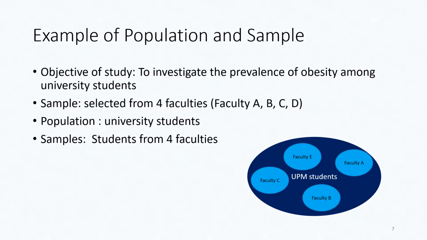For example, a study would like to investigate the prevalence of obesity among university students. So, this study only selected students from 4 faculties named A, B, C, D. So, based on this study, the population means university students. The sample means students from the 4 selected faculties.